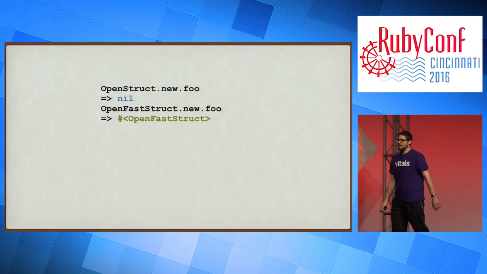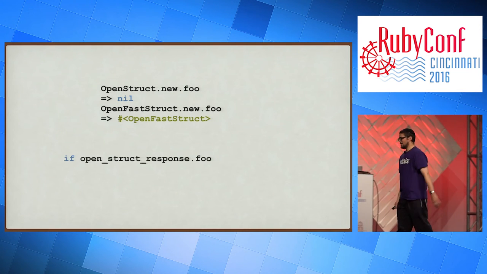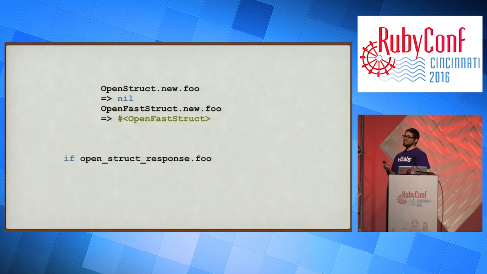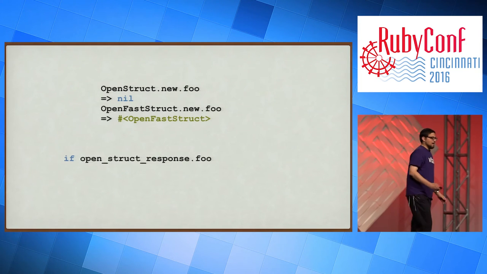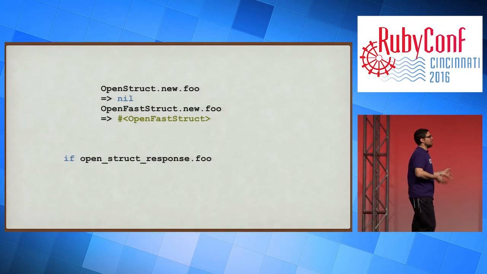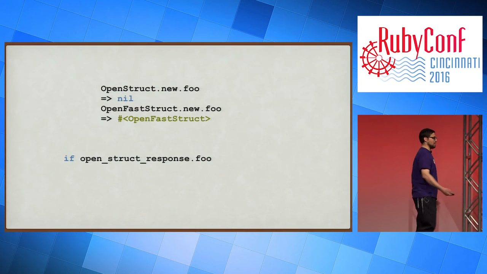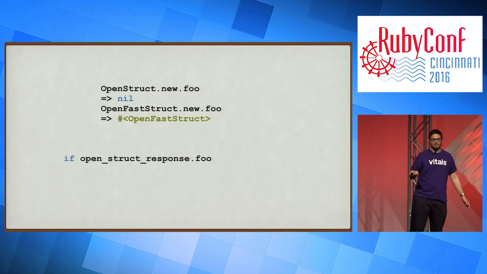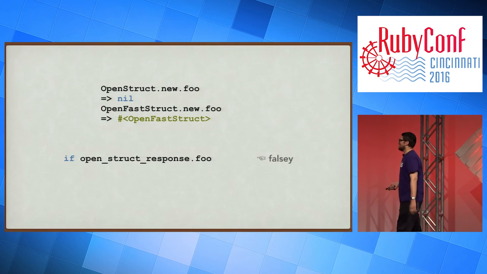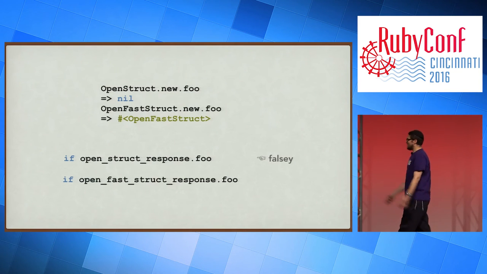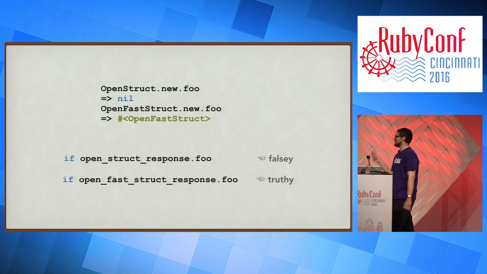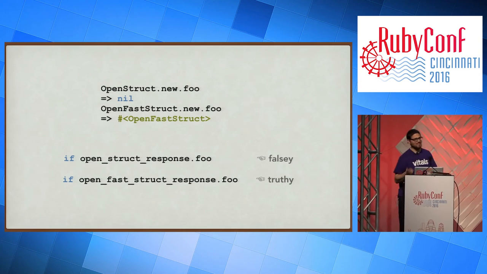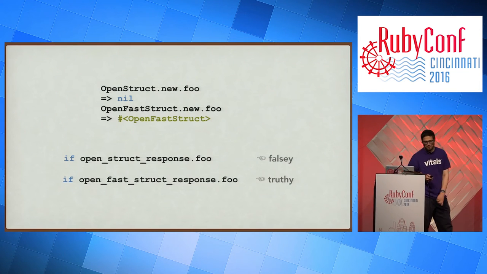So that's really nice. The problem is in our app, we did a lot of this. So let's say our API would sometimes leave out a key if the value would be nil. When we call OpenStruct.foo and there's no foo key, it's just going to return nil, and that's going to be a falsy value. If it's an OpenFastStruct, we call .foo, it's truthy. So our conditionals were all flipped.